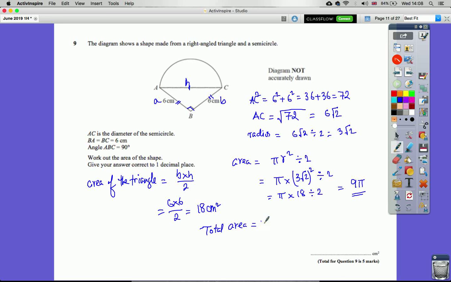So, the total area of the shape is 18 plus 9 pi, and now I'm going to convert it into decimal. So 9 pi plus 18 is equal to 46.27. That is going to be 46.27 centimeters squared. Correct to one decimal place, I will call it 46.3 centimeters squared. That is the area of the shape.